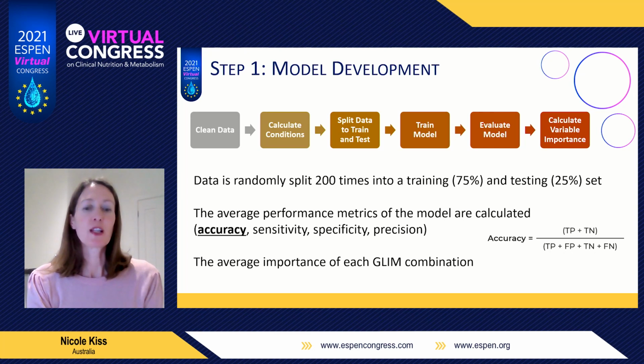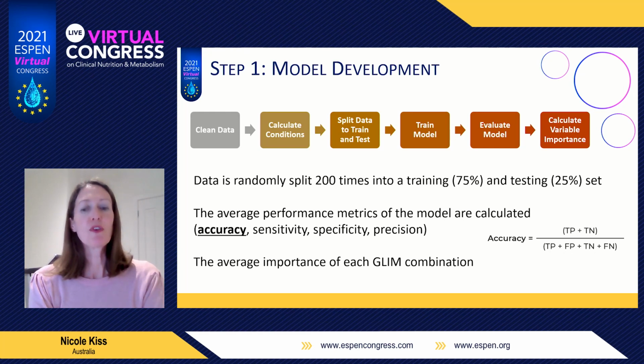To generate the machine learning models, data on the almost 2,500 participants will be randomly split into a training set of 75% and a testing set of 25%. The model training process will be repeated 200 times, and the average performance metrics of the models and the importance of each GLIM combination in predicting adverse outcomes will be comprehensively studied.